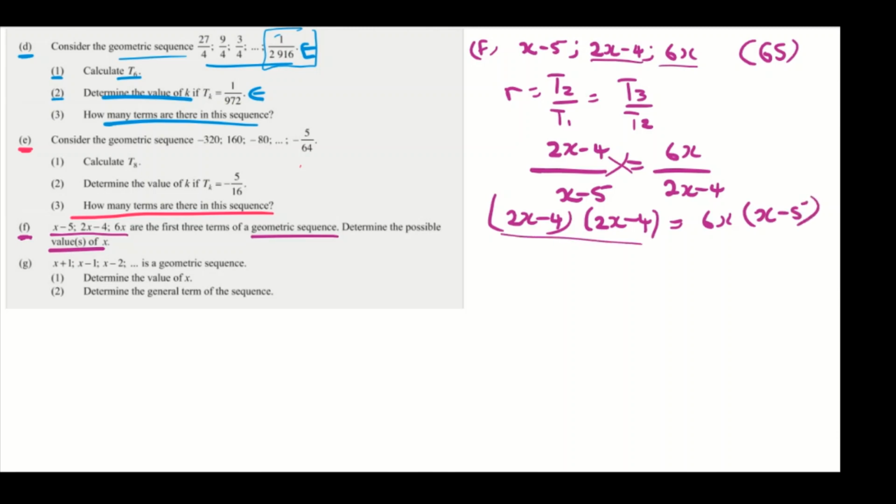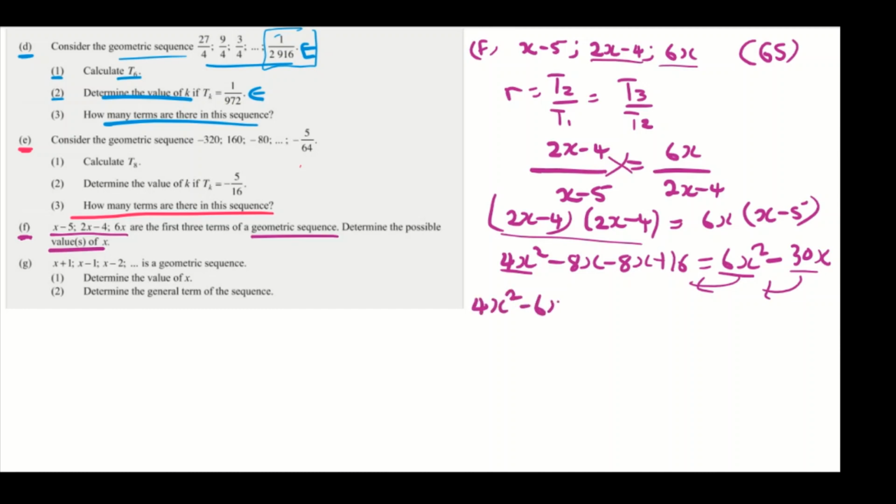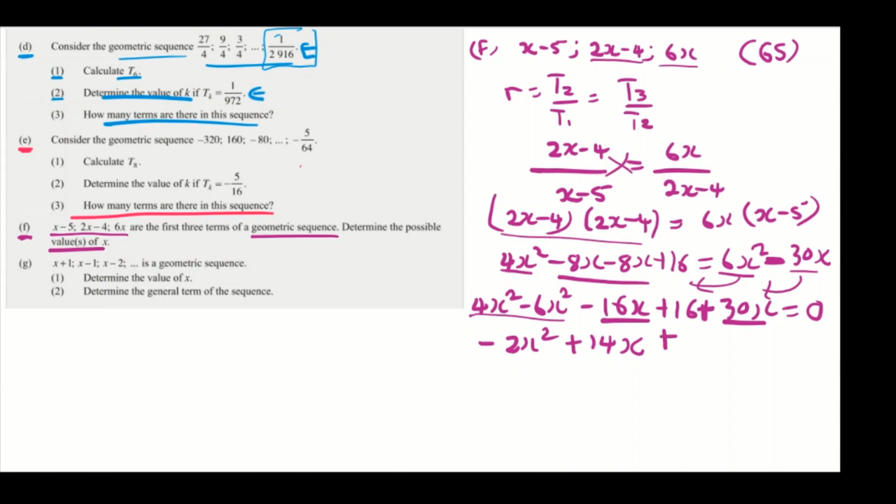And in this product here, you should get 4x squared minus 8x minus 8x plus 16 equals to 6x squared minus 30x, right? And then you collect the like terms, so this and this transposes to the other side and this to the other side. So you have 4x squared minus 6x squared minus 16x plus 16 plus 30x equals to 0. Why am I saying plus? Because here it was minus. Okay, so we subtract these two, we come to have minus 2x squared, and then this and this you should get plus 14x, and then plus 16 equals to 0.